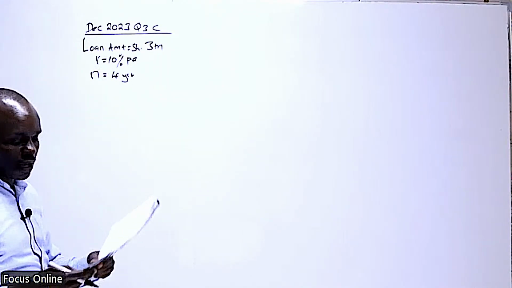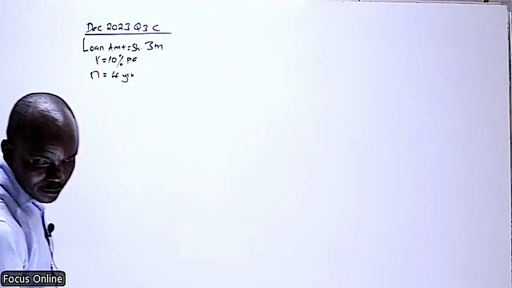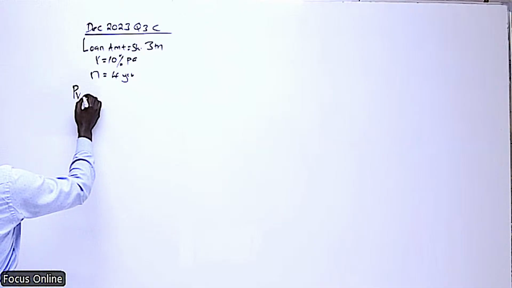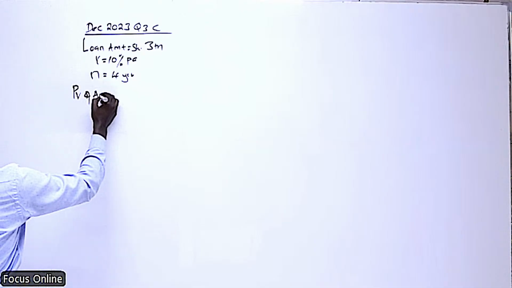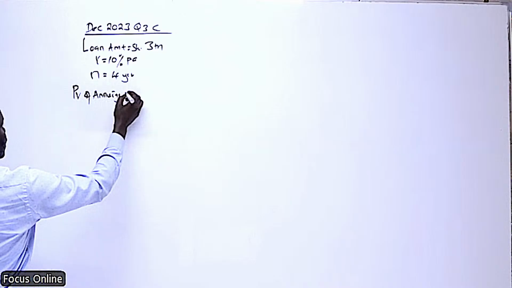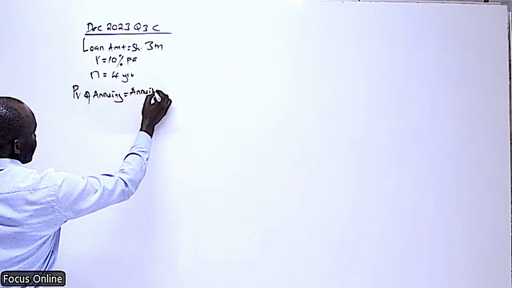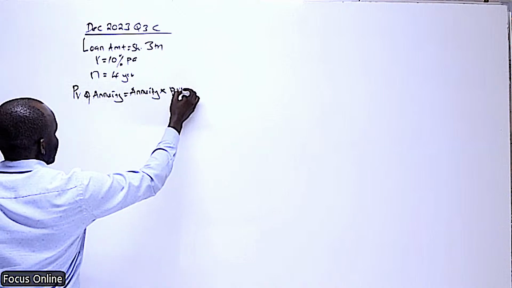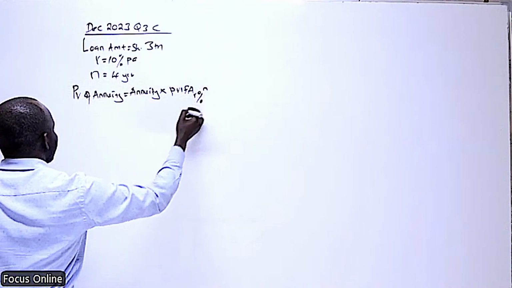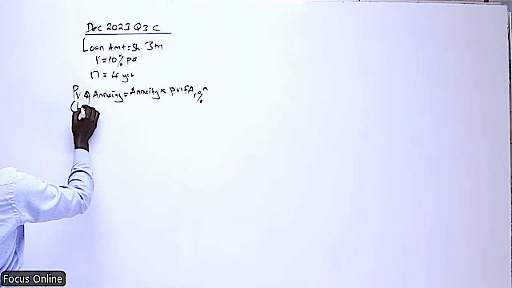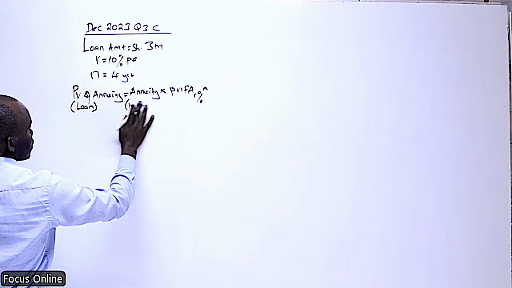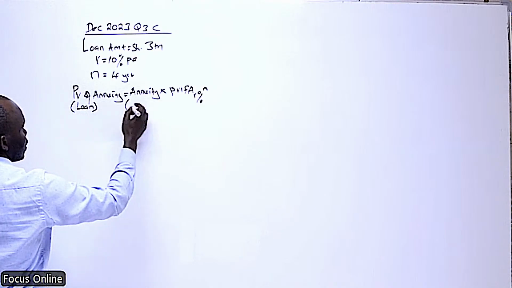Then the amount payable per installment, like we have said: present value of annuity is equal to the annuity times the present value interest factor annuity, R% power n. So we have said this is the loan amount, and this is the installment.